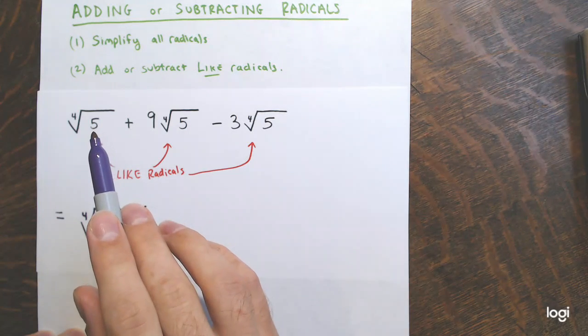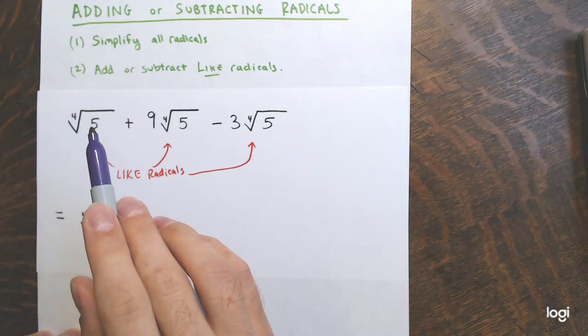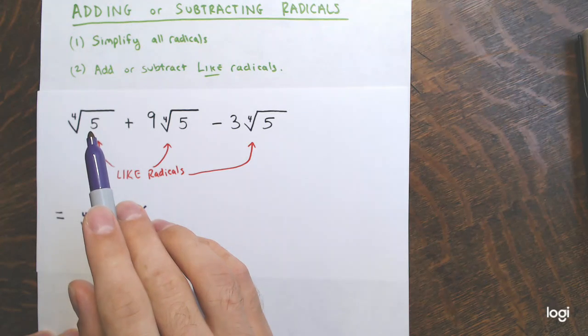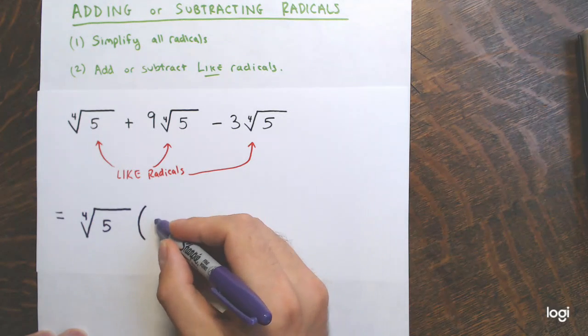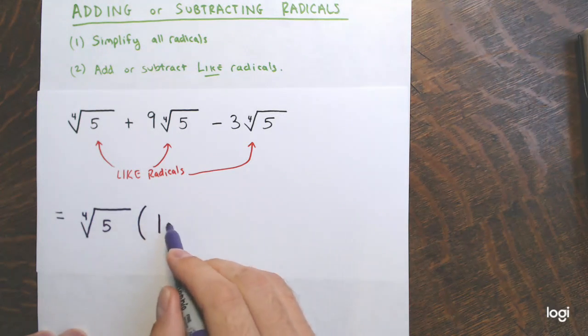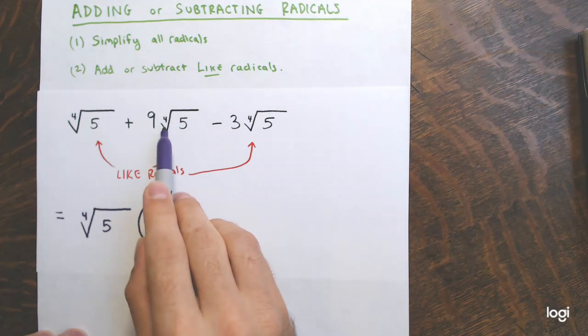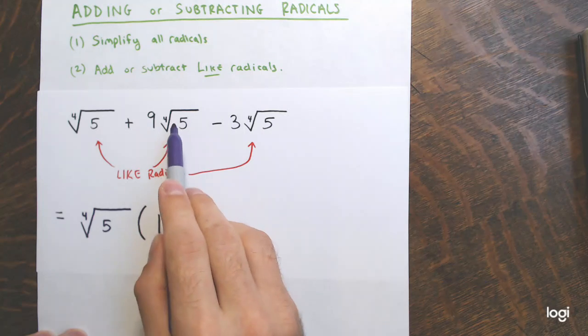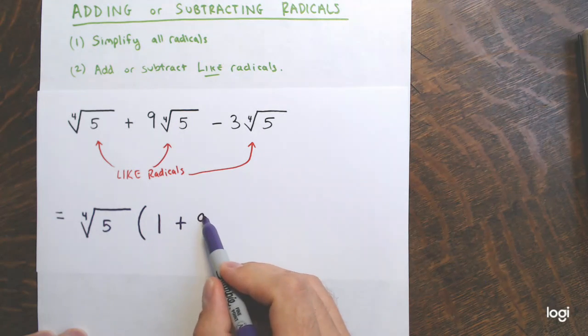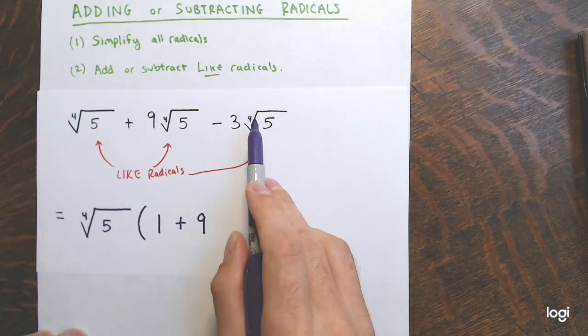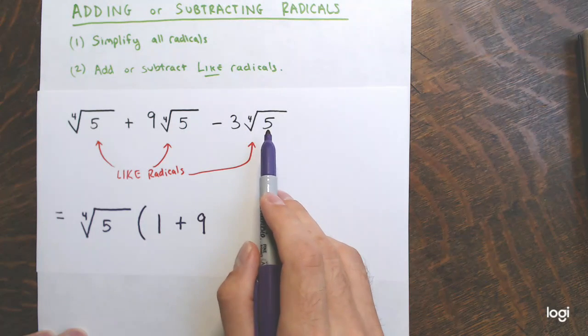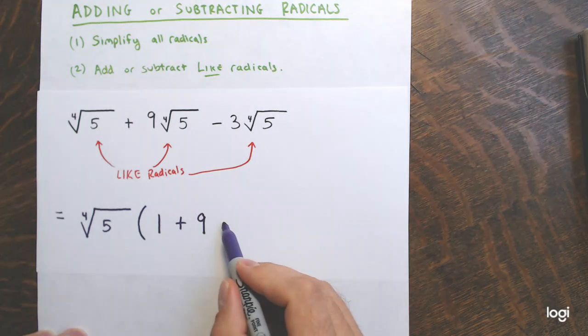Well, the first term, I removed the fourth root of 5, so technically there's still a factor of 1 there. Anything times 1 is itself. Plus, and then this second term, I remove the factor of the fourth root of 5. There's the 9 left over. Then the last term, I remove the factor of the fourth root of 5. There's the negative 3 left over.